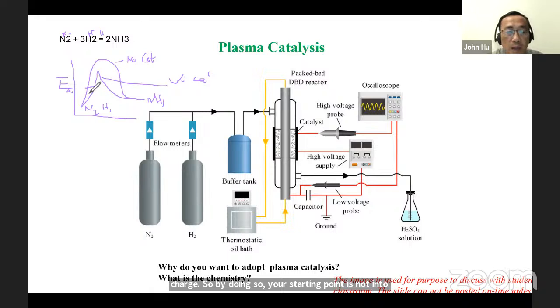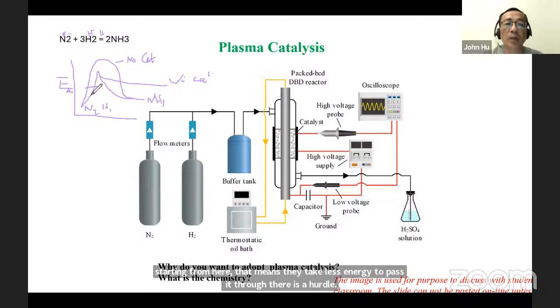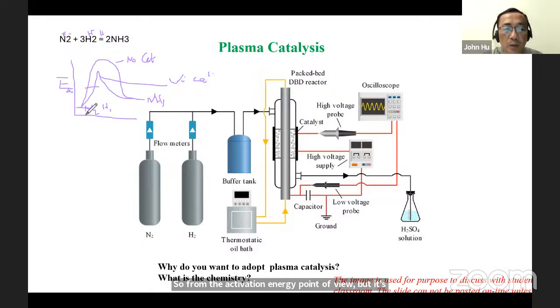So starting from here, that means they take less energy to pass through this hurdle. So from the activation energy point of view, but true, you pay the price. You pay the price of using the plasma to elevate this molecule energy from here to here. But once you start from the plasma, it's easy to climb the mountain. Make sense?